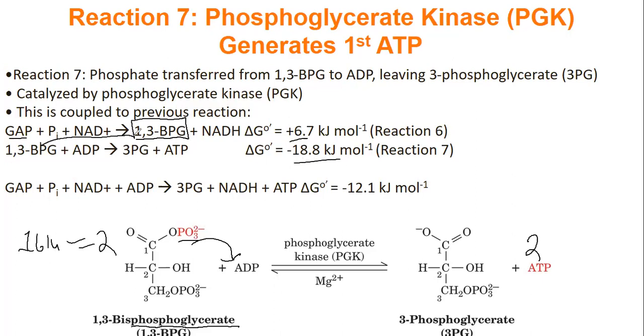Coupling. This is another example of coupling. We take the product from reaction 6, go right into reaction 7. Overall, when you combine reaction 6 and reaction 7, that is the energy you get out, minus 12.1 kilojoules per mole. This is a spontaneous reaction for making ATP and NADH.